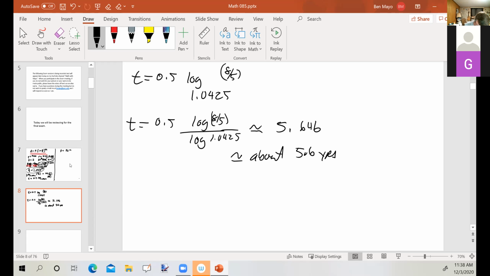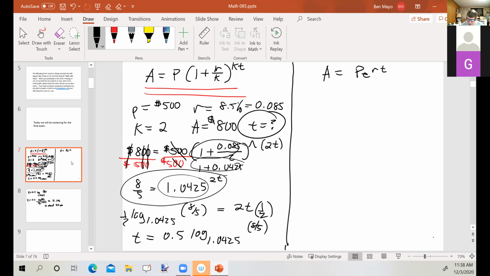Yes. Now let's go back and let's use the same information, but instead let's say that $500 is deposited in the account paying 8.5% annual interest, compounded continuously. How long will it take for the account to reach $800? Okay, so we're going to use the same A, the same P, the same R. We're going to find T, but now K is continuous, so we don't use that first formula. We use this one. All right?